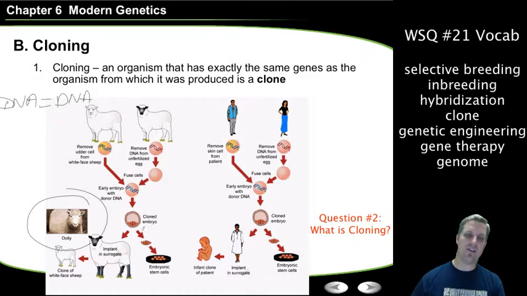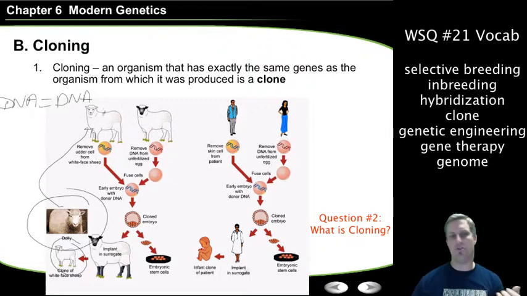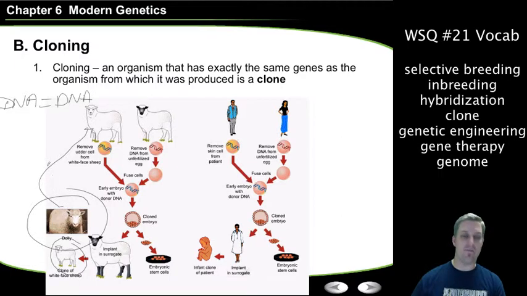So they implanted the cloned embryo into a surrogate sheep to have the baby, and what they ended up getting was a clone of the white-faced sheep. This cloned sheep, Dolly, was a carbon copy, DNA equal to the sheep that they took the information from originally. Now, interestingly enough, Dolly didn't live very long.